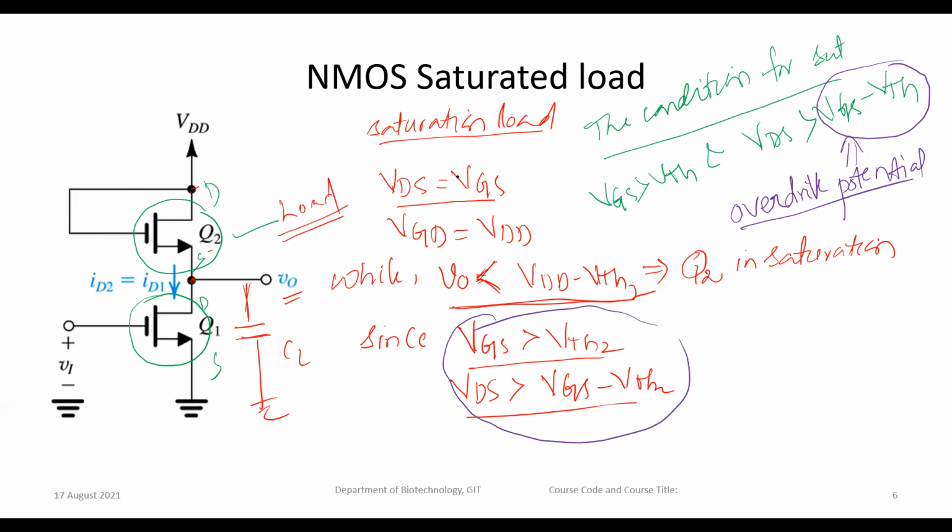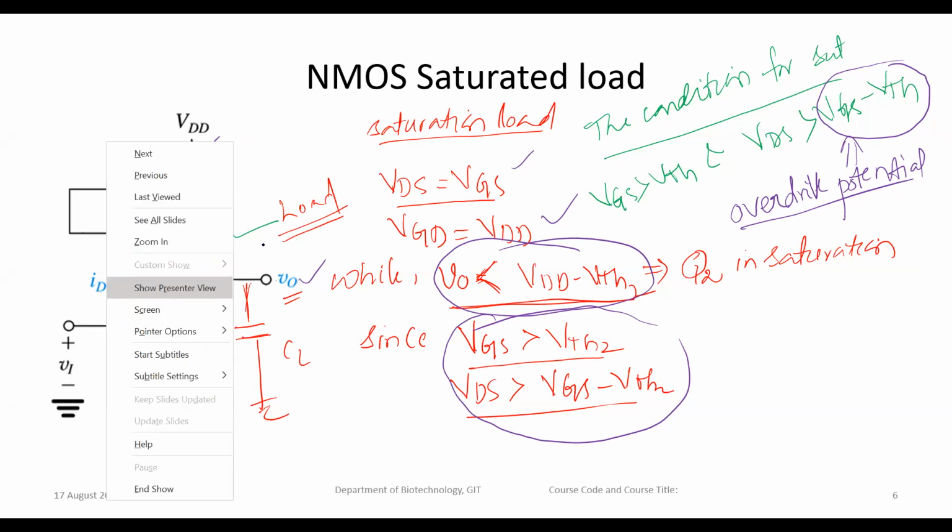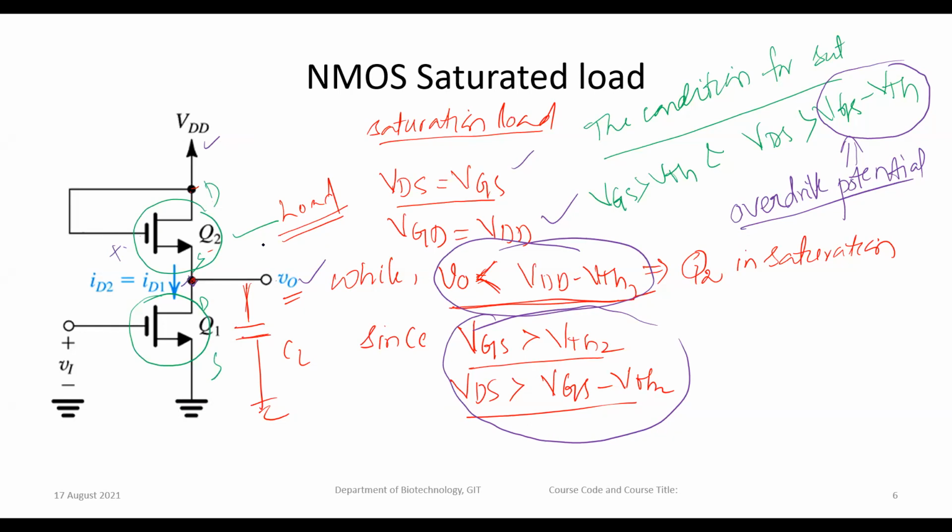Because of this, VDS and VGS are both the same, and your VGD is this one, both the same, VDD. And one more thing, this is the main thing: as long as your output voltage V0 is less than VDD minus the threshold voltage. VGS is nothing but V0, and this potential is VDD minus VTH. So your potential is less than this potential, and so Q2 is in saturation.